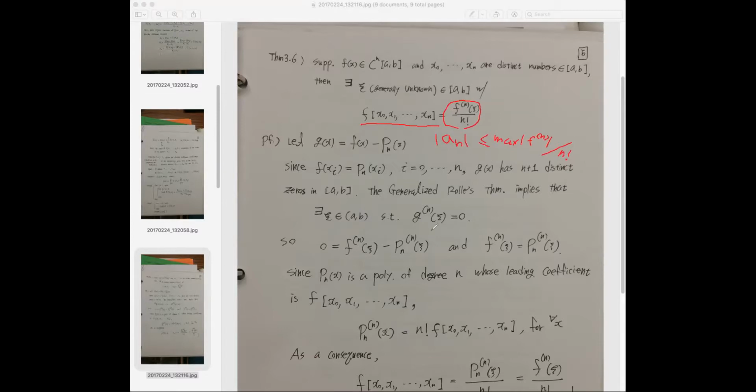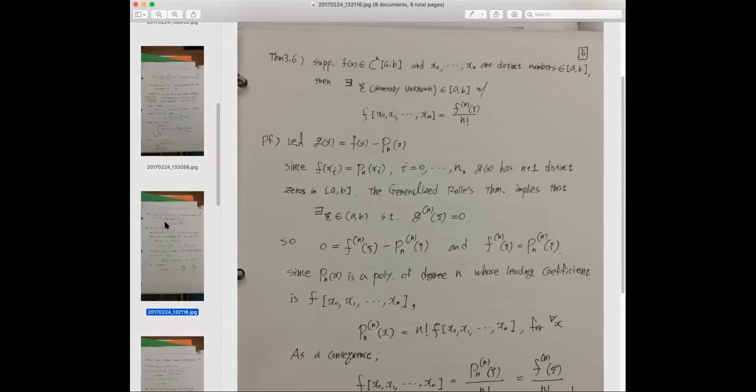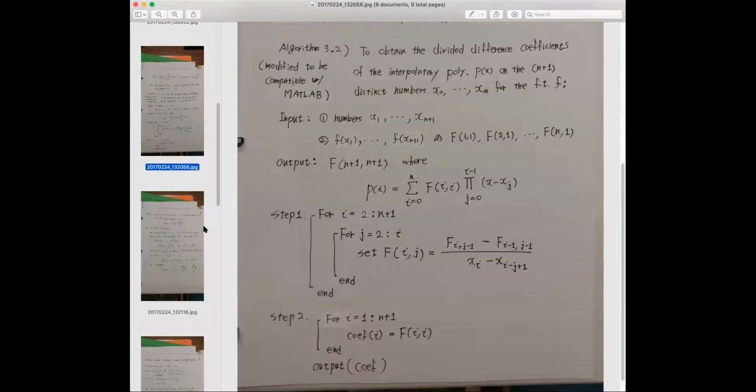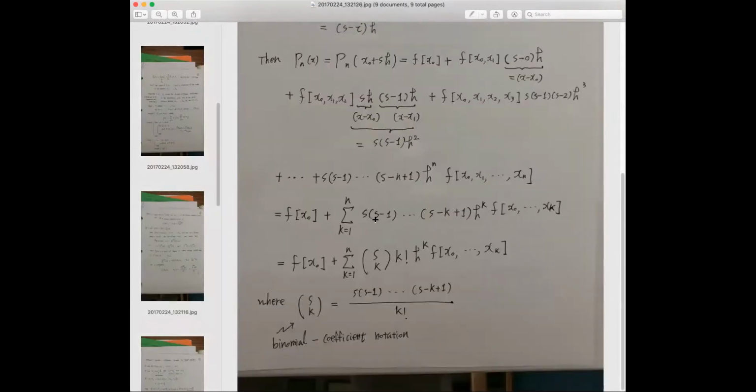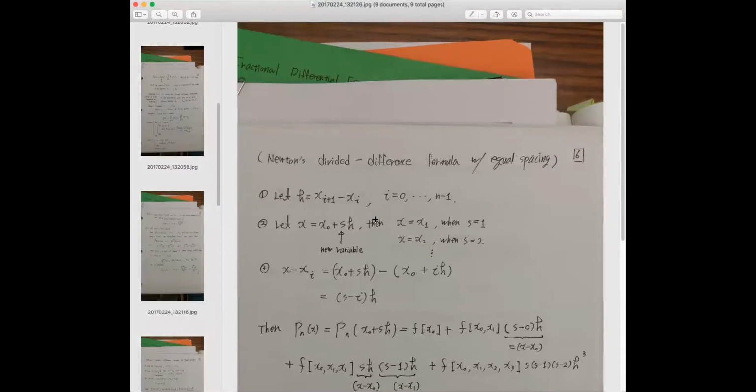Okay, so I'm not going to go over the proof. Just read the proof if you're interested. Next time, I'm going to cover Newton's divided difference formula with equal spacing, and then the forward and backward difference, briefly. Okay, let me stop here.